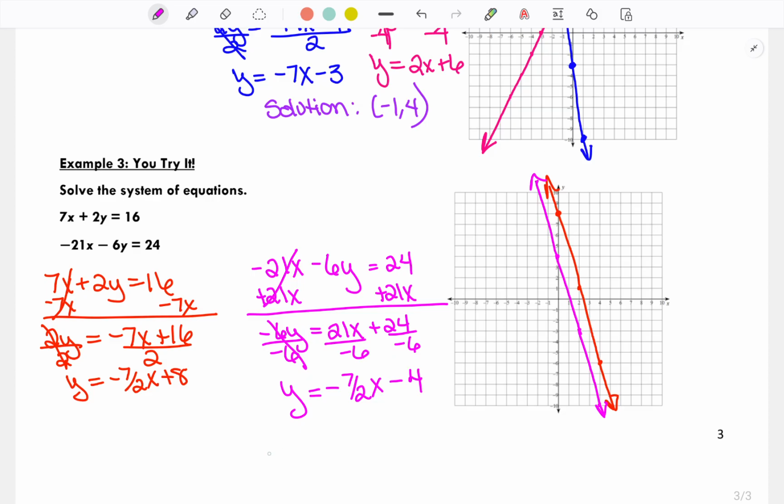And so this is no solution. So this is what it would look like. See how you have the same slope, but different intercepts?